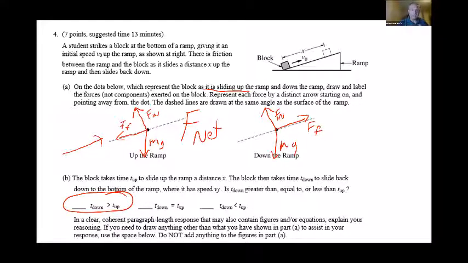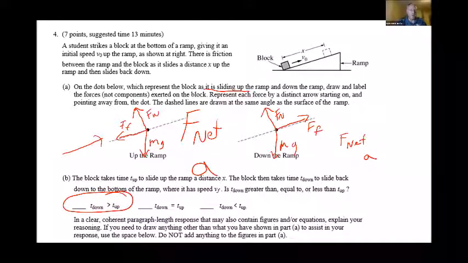And that means there's going to be a pretty large acceleration. And it's going to quickly decelerate to zero. It's going to go up and stop. On the other hand, when you're going down the ramp, you've got friction acting against the motion, but the parallel component of the weight is acting with your motion, which means the net force is going to be smaller, which means the acceleration is going to be smaller, which means it's going to take longer to get to the bottom.